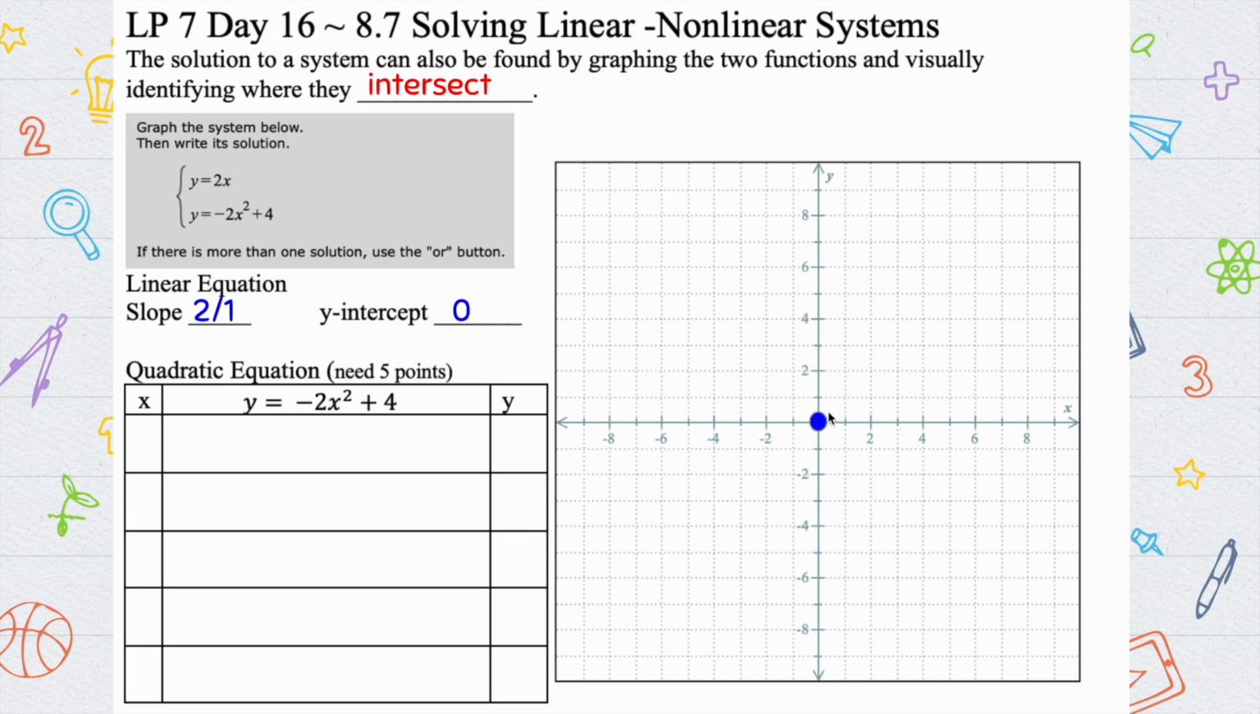So I can already graph this. I can start with my y-intercept, go up 2 over 1, and then I can graph a line. So I have my linear function already.